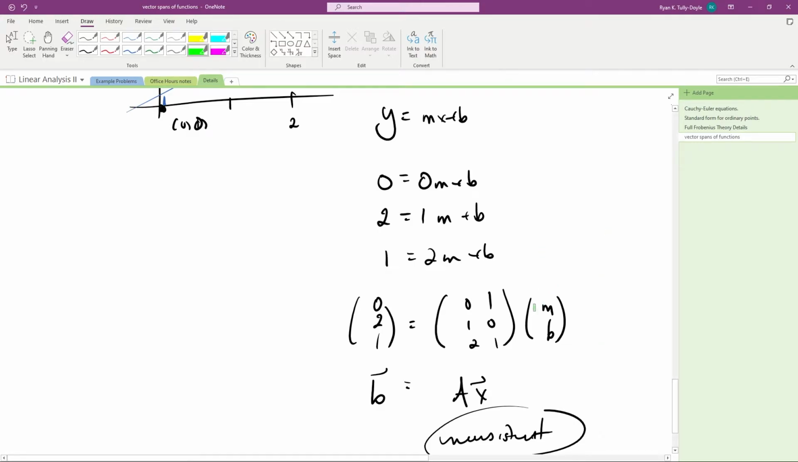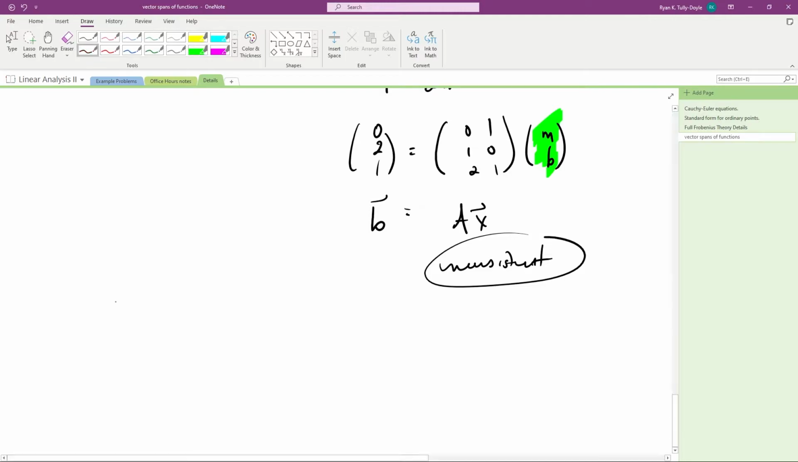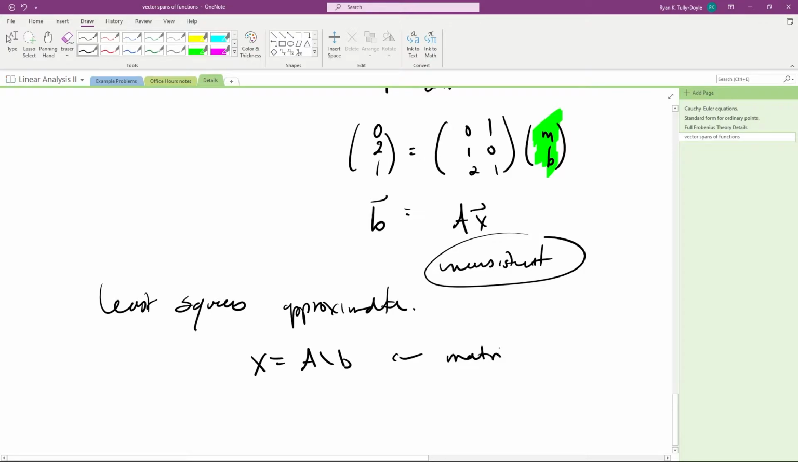Well, I look at all the possible lines that involve the parameter m and the parameter b, and I just project my problem onto all possible lines. And I know that if I project, I'm automatically going to get the one that minimizes the error. So there's a formula for this. This is called least squares approximation. In MATLAB, this is easy to compute because you would just write x equals A divided by b, where this is matrix division, which of course doesn't make any sense because you can't actually divide matrices.